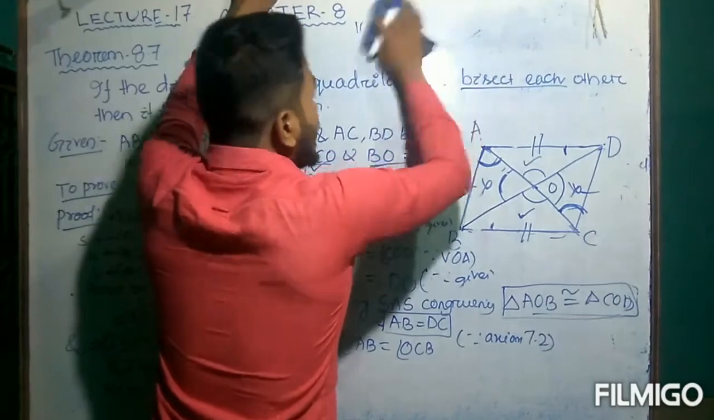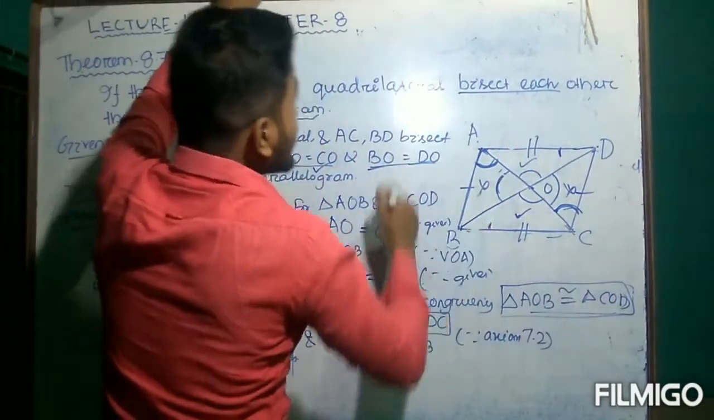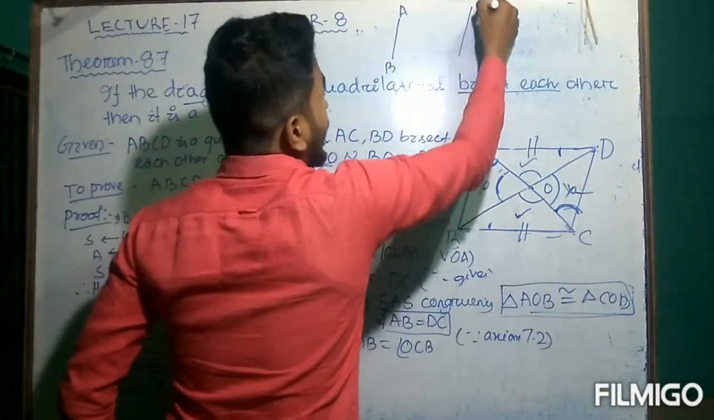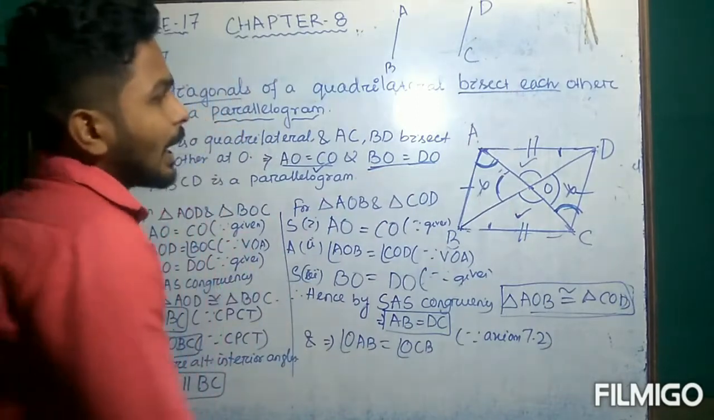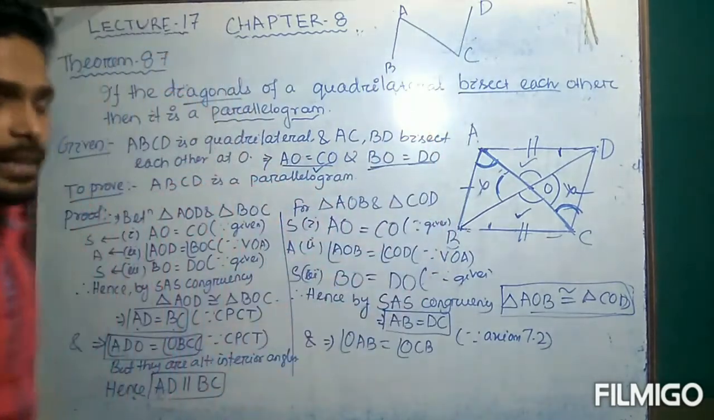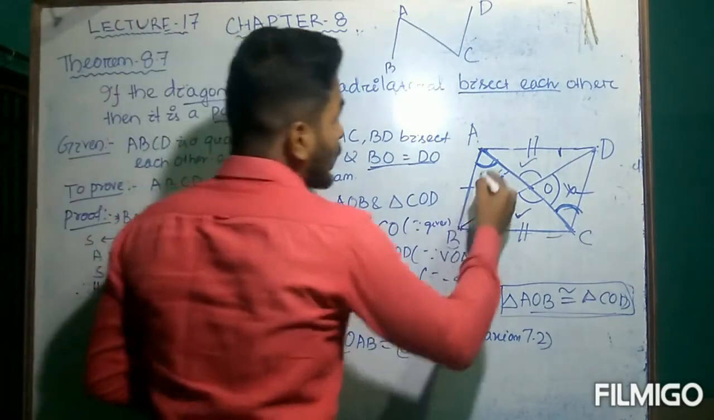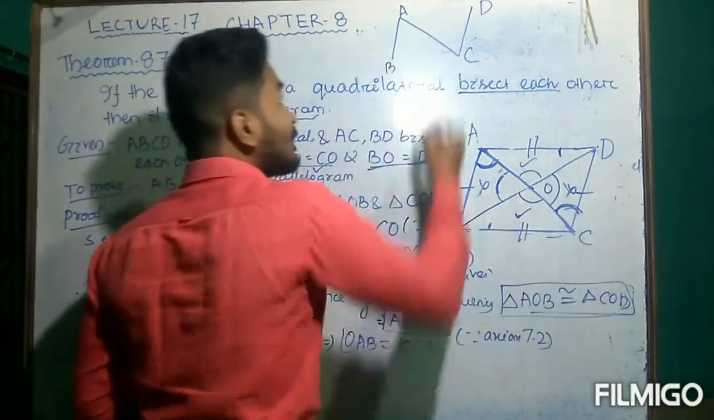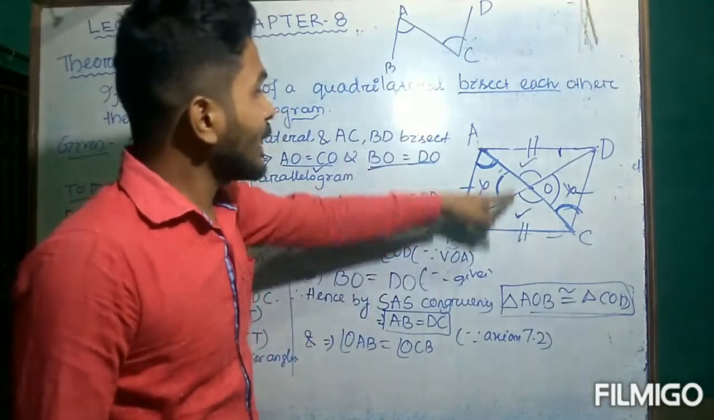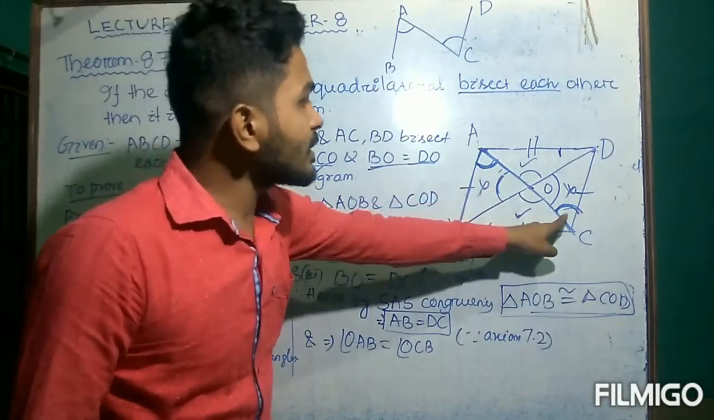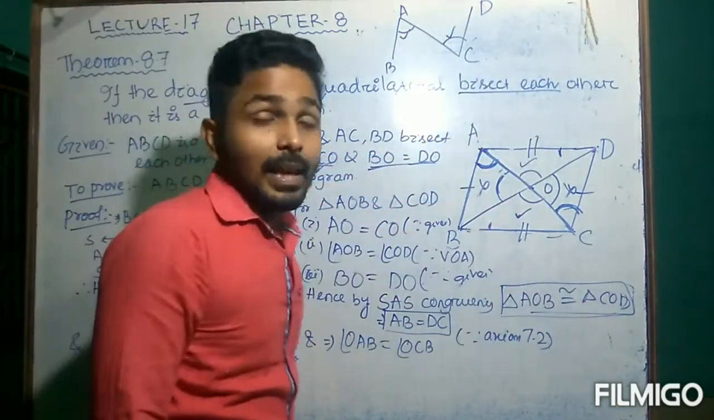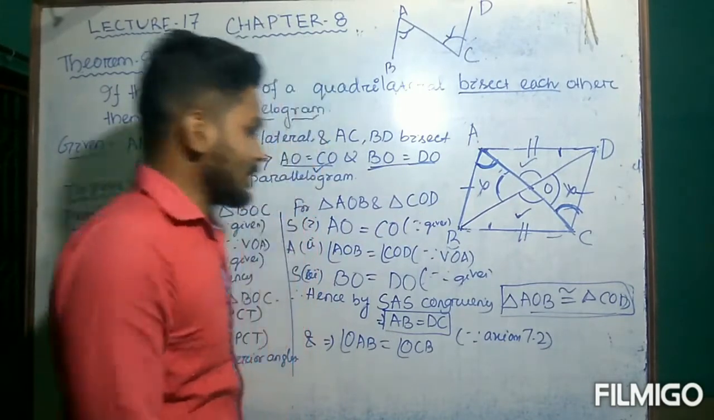Now, if we consider AB as a line, and DC as another line, and AC as a transversal line. Now, what we have found? We have found this angle and this angle are equal. Just compare this figure with this figure. Here we have found this angle and this angle are equal. Now tell me, this pair of angles are known as what? They are known as alternate interior angles, right?